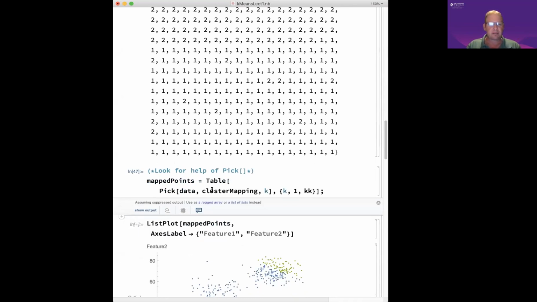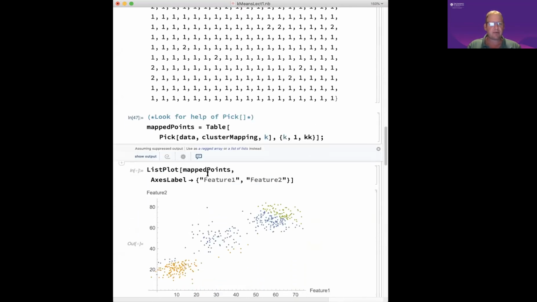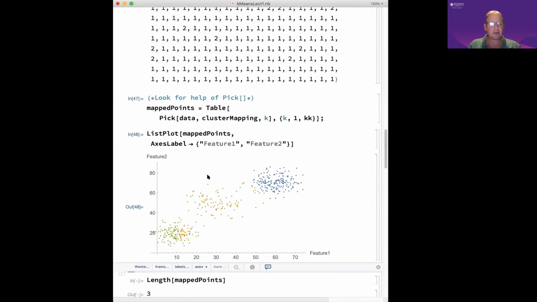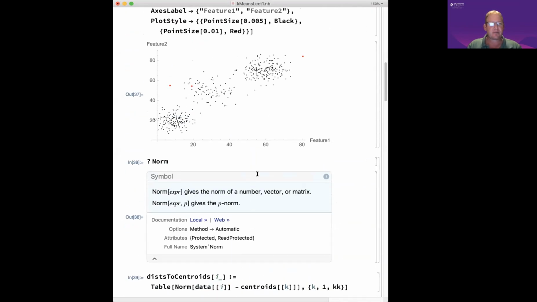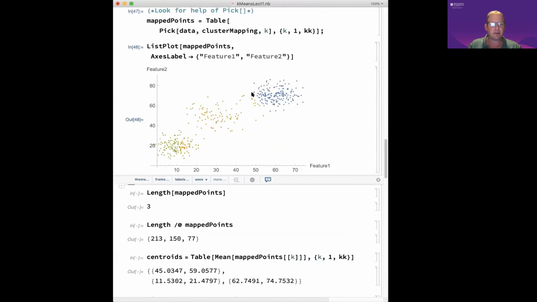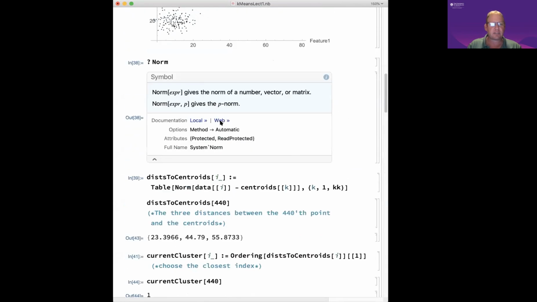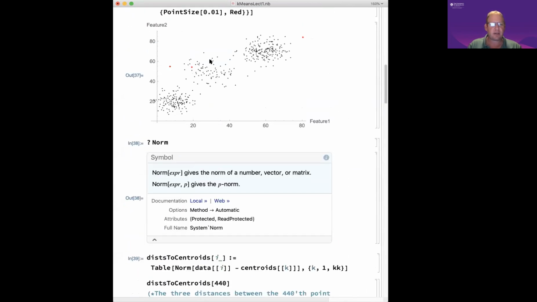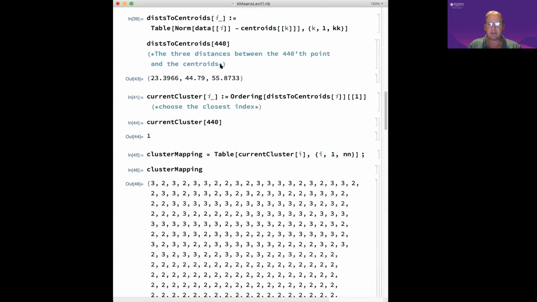These are the map points. If we now do a list plot of the map points, based on these three centroids, there was a centroid here. This centroid grabbed pretty much all these points. There was a centroid here. This centroid grabbed these points.